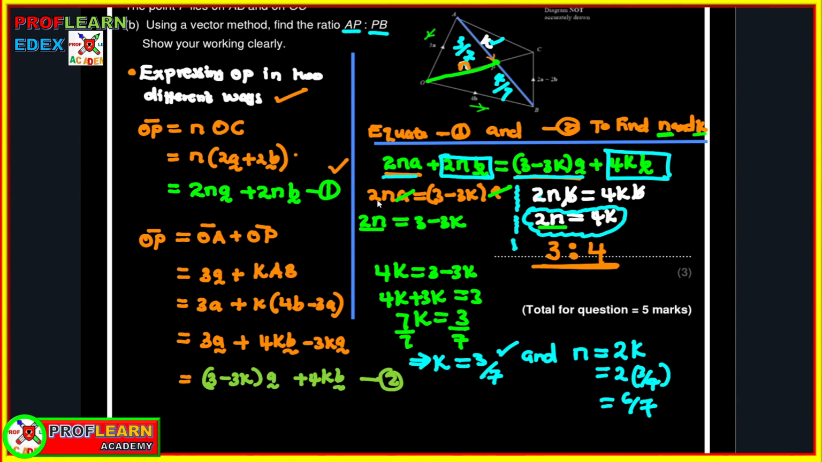You can equate the 2n terms because both of them have A. Those terms that have A are the ones that you are going to equate. And we have this equation which you can simplify, but I decided to leave it as 2n equals 3 minus 3k.